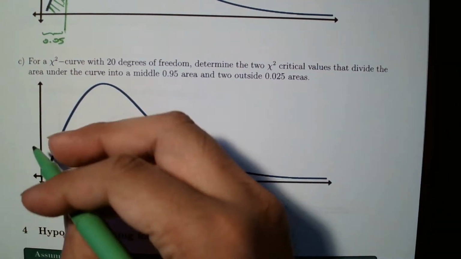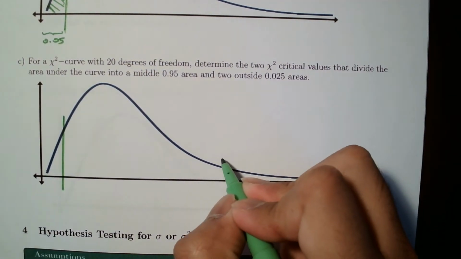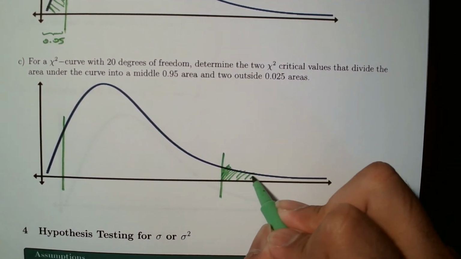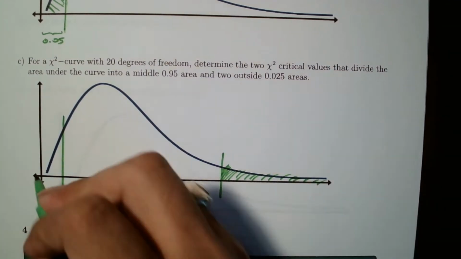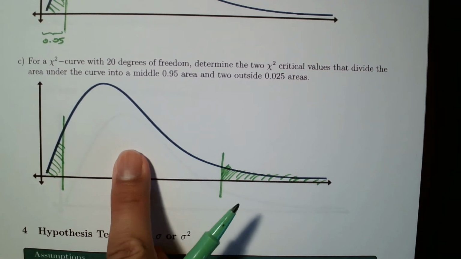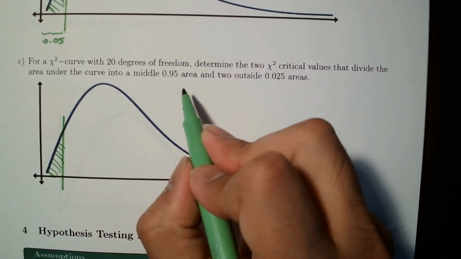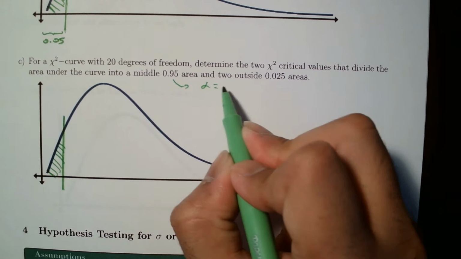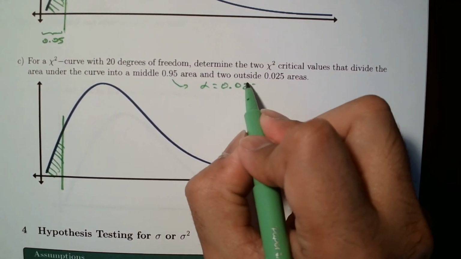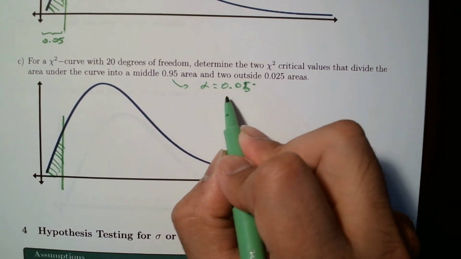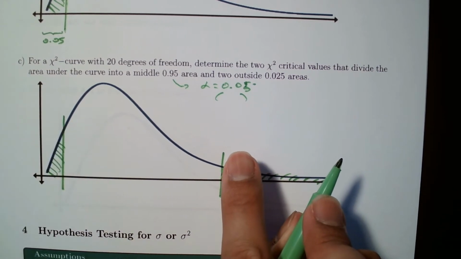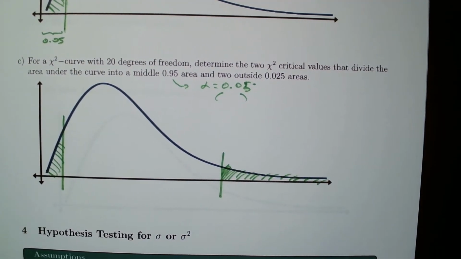We are going to have a two-tailed test, one tail over here and the other tail over there. If 95% is in the middle, this means alpha equals 0.05. This 0.05 splits into two: alpha over 2 here, and another alpha over 2 here.